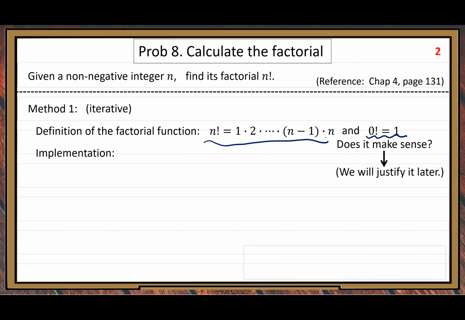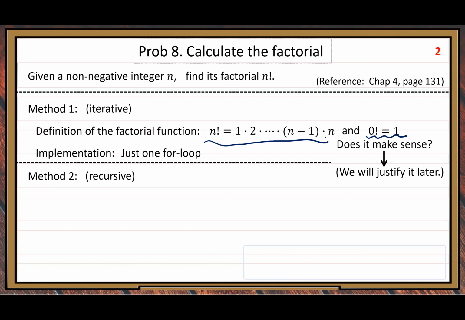Now, method 1 implementation is easy, so I do not need to talk about it. But for method 2, we switch to recursive thinking. We intentionally use recursive thinking to understand this simple computing problem. Okay, so the idea: this is a general problem solving approach. Recursion is a very general problem solving approach.